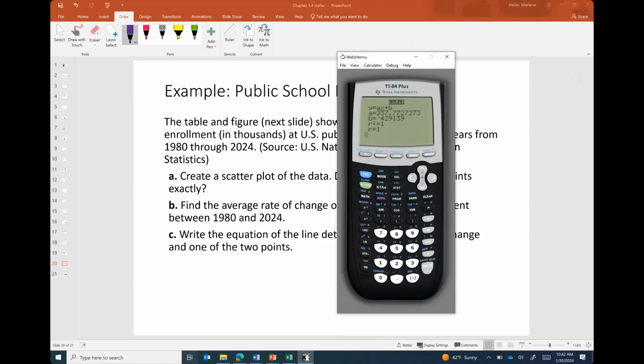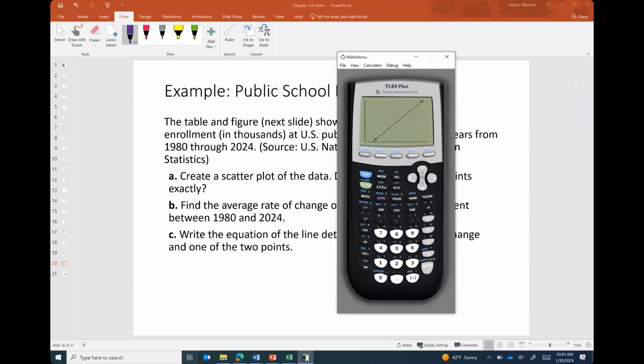The calculator uses A instead of M for slope. So it says y equals ax plus b, but a is the slope. And we can see that the average rate of change there was 237.77 and some more. And that initial value was negative 429,139 and some other digits. Now, if I wanted to see the graph of that equation, if I click graph again, now it's going to show me the equation for that line.